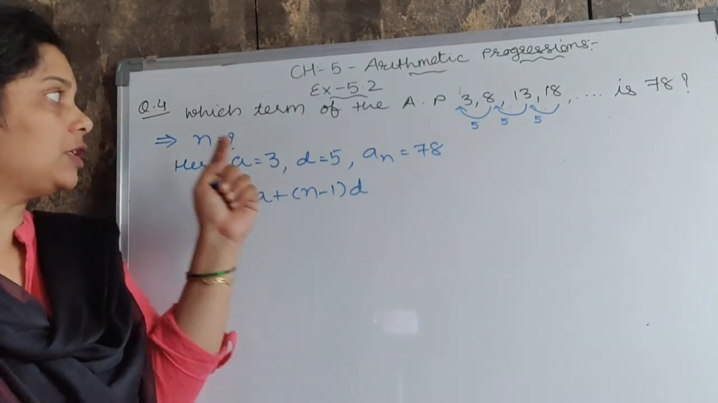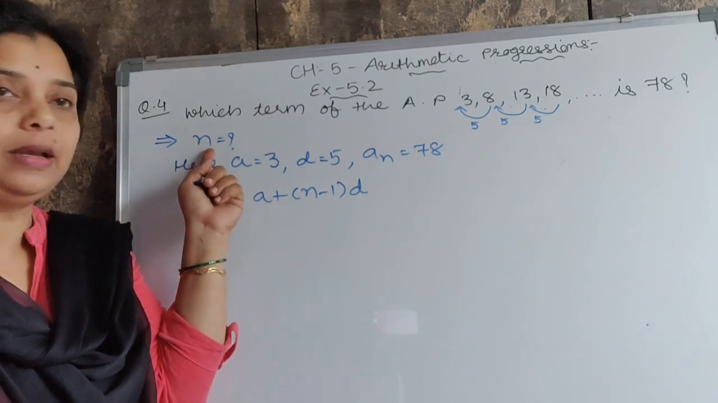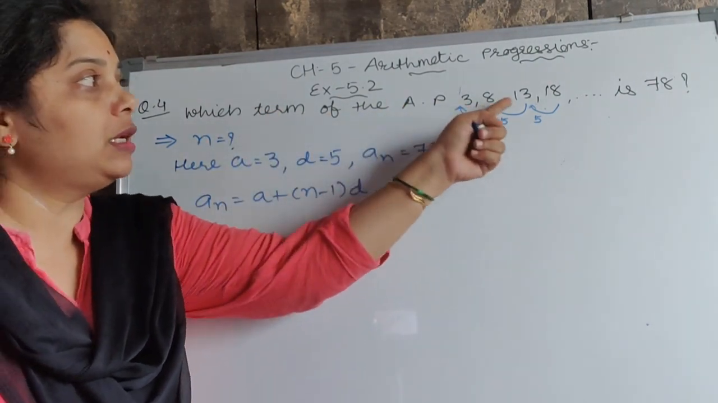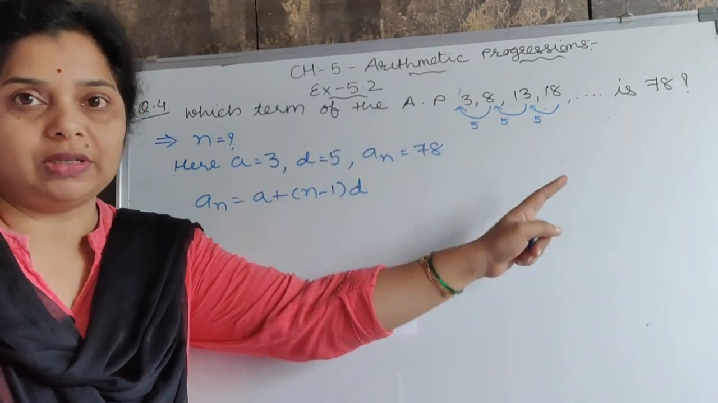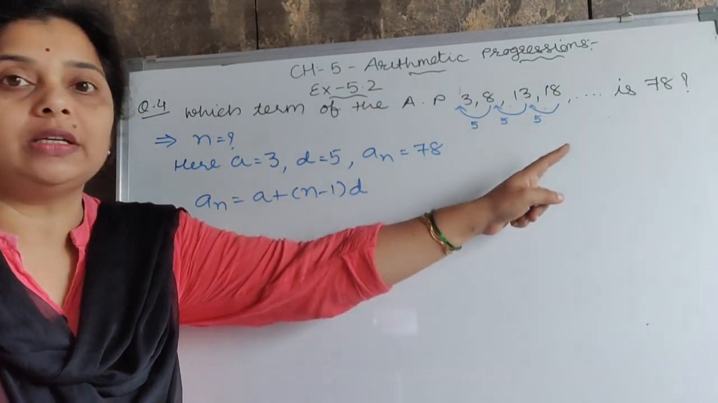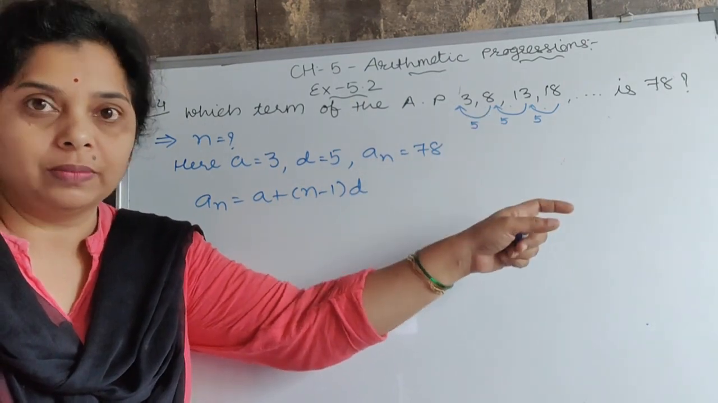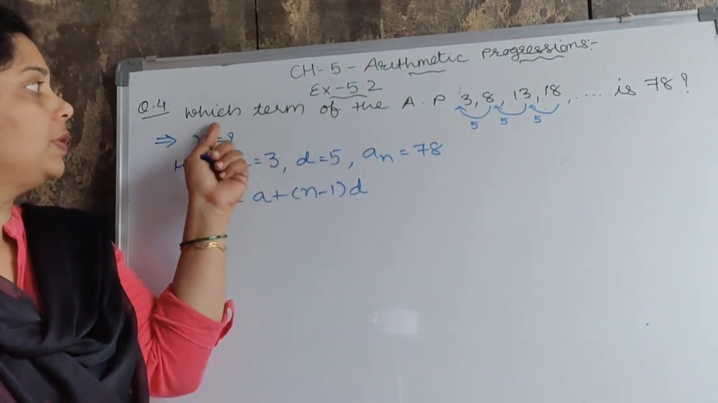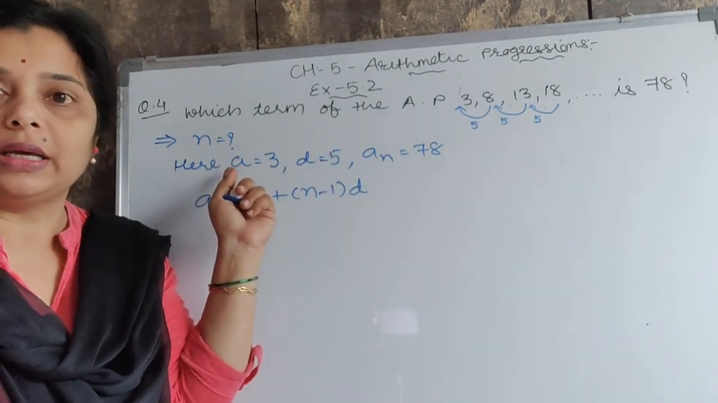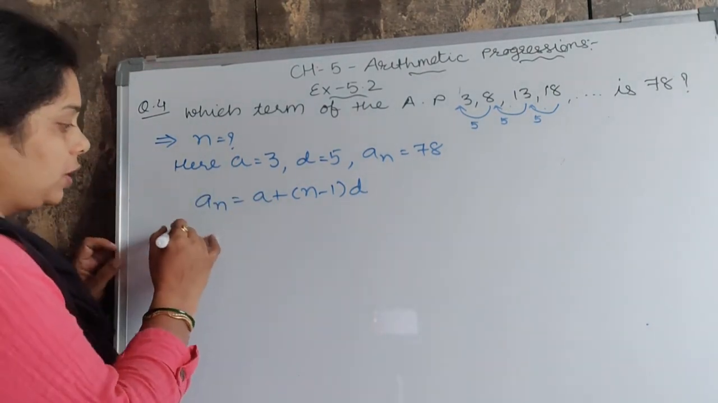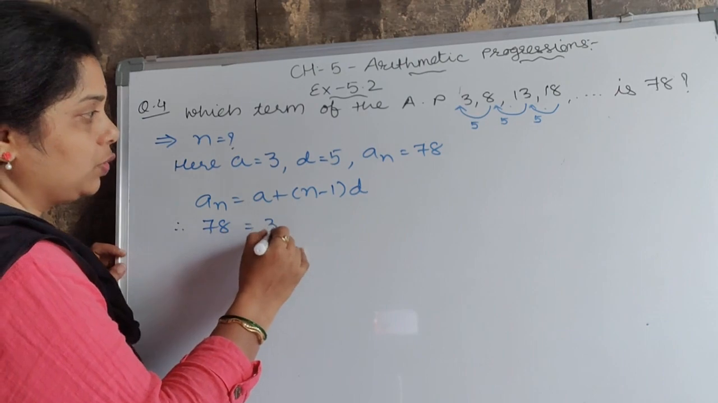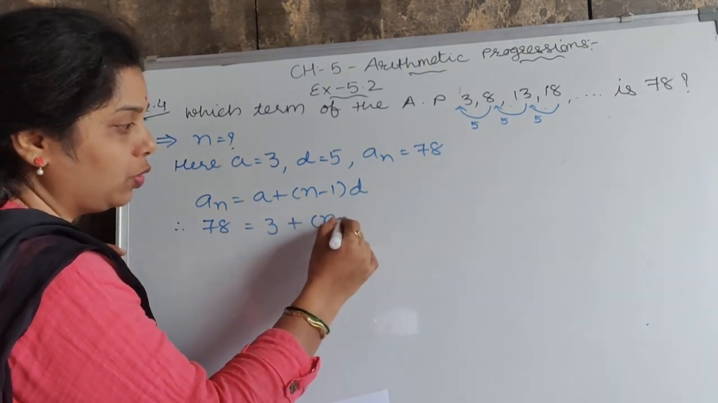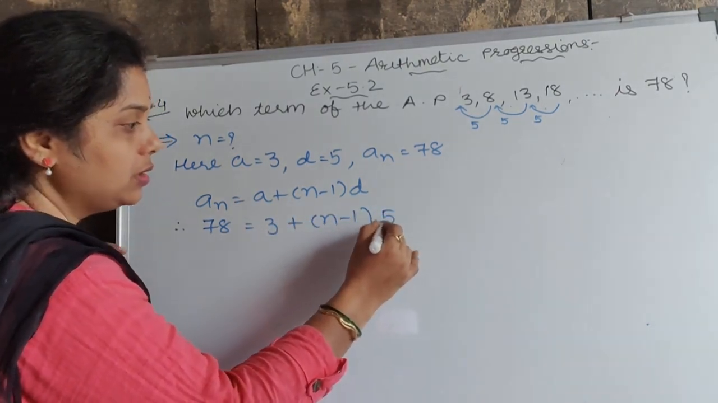Once again I explain: which term means n. The AP is 3, 8, 13, 18 like this, and 78 is the value of that term. And the number of the term is what they are asking. So therefore here we put an is equal to 78, equal to 3 plus n, which we want to find out, into 5.